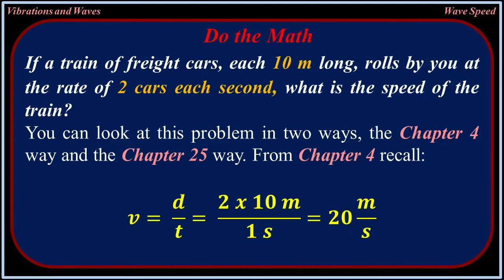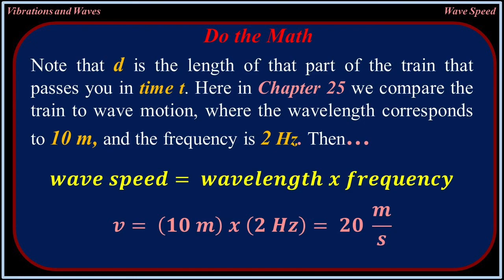For Chapter 4, we recall that v equals d over t, which equals 2 times 10 meters divided by 1 second, equals 20 meters per second. Note that d is the length of that part of the train that passes you in time t. Here in Chapter 25, we compare the train to wave motion, where the wavelength corresponds to 10 meters and the frequency is 2 hertz. Then wave speed equals wavelength times frequency, where v equals 10 meters times 2 hertz, equals 20 meters per second.